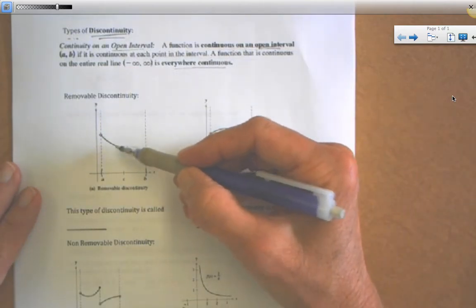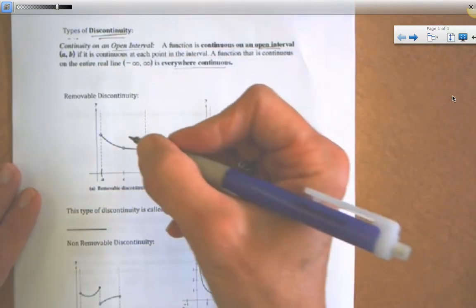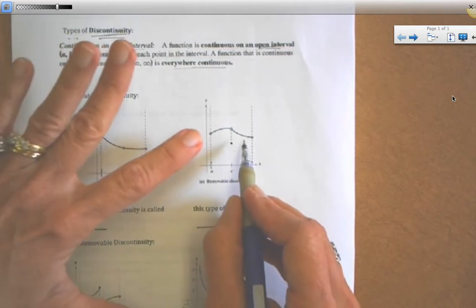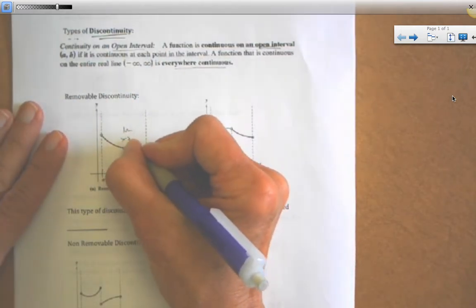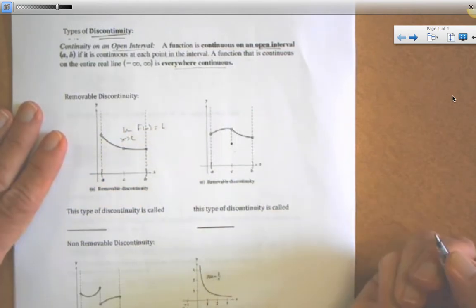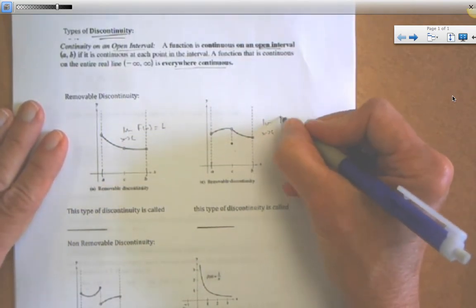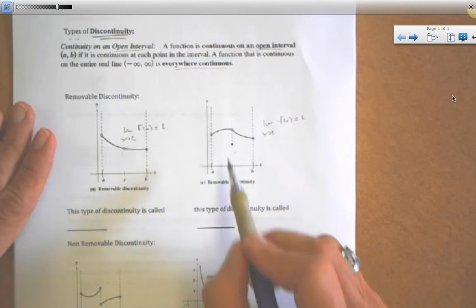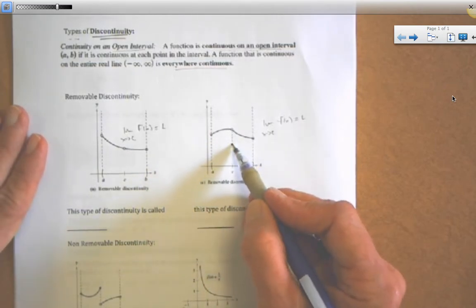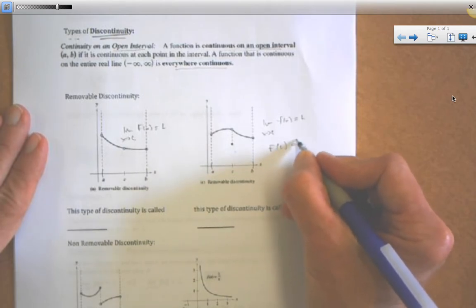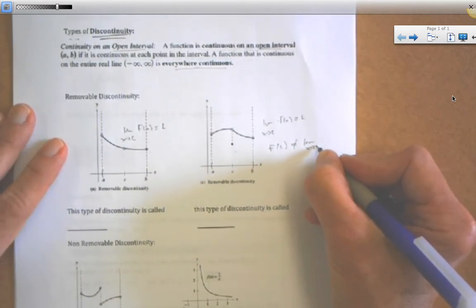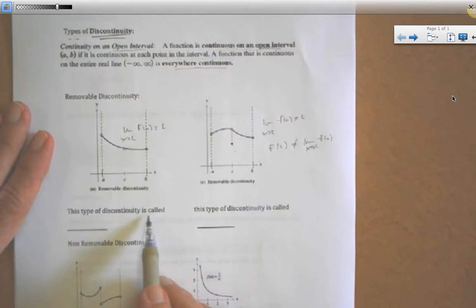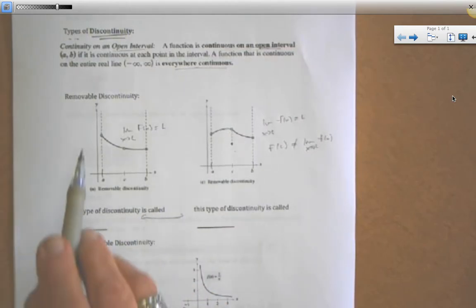Notice that the left-hand and the right-hand limits exist, and they equal the same value coming towards c from both sides. The limit as x approaches c of f of x is equal to L. That limit does exist. From the left hand to the right hand, it approaches the same value, even though the value of f of c does not equal the value of the limit as x approaches c. This type of discontinuity is called a removable discontinuity.